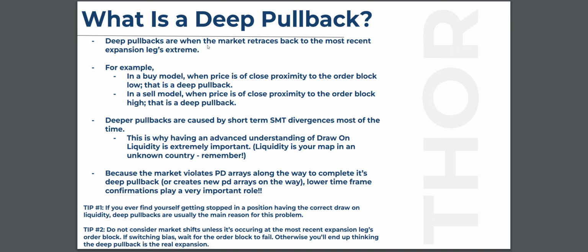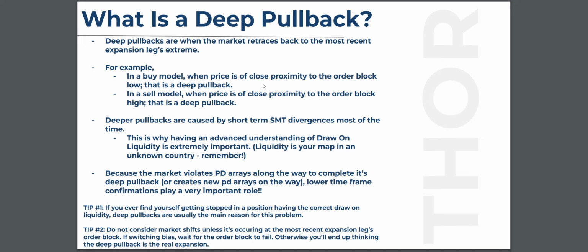So deep pullbacks, like I just said, are retracements back to the most recent expansion leg's extreme. Now, order blocks are usually at the lows or at the highs. What I mean by extreme is those levels. For example, in a buy model, when price is in close proximity to its order block low, that is a deep pullback. But in sell models, when price is in close proximity to the order block high, that is a deep pullback. You can consider that as a deep pullback.